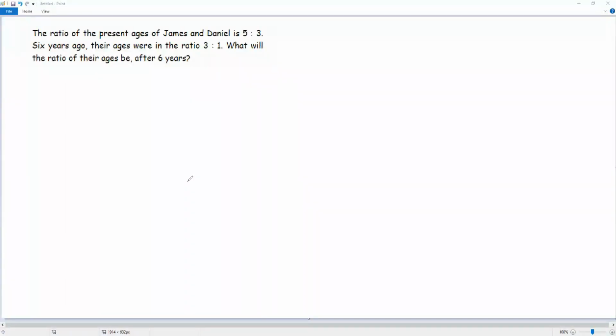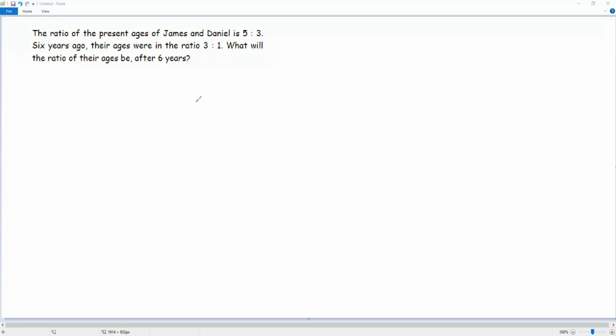The ratio of the ages of James and Daniel is 5 to 3. 6 years ago, their ages were in the ratio 3 to 1. What will the ratio of the ages be after 6 years? So we have to find the ages of James and Daniel after 6 years, and from those ages, we have to find the ratio between them.